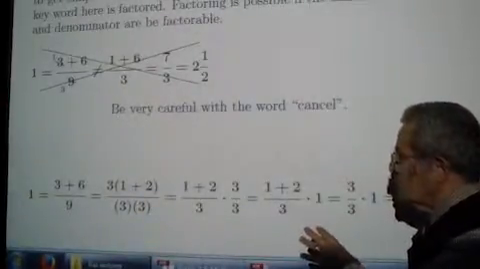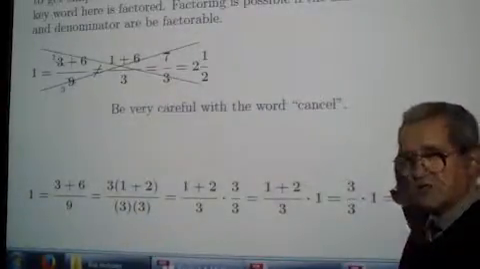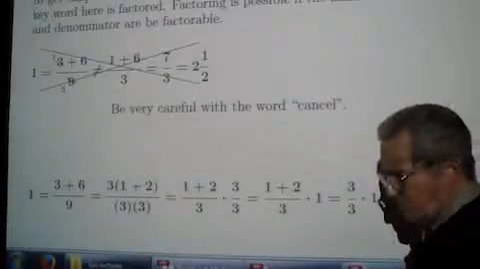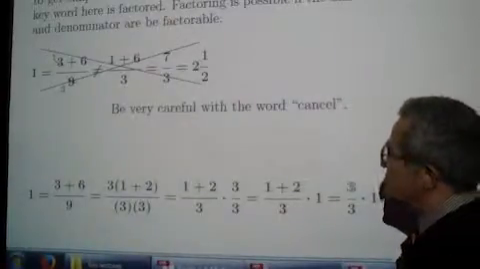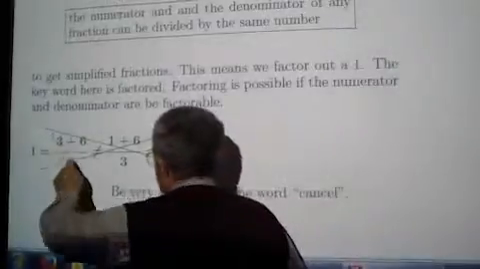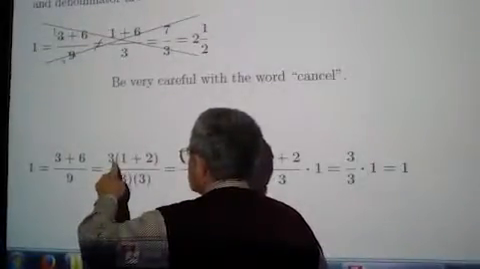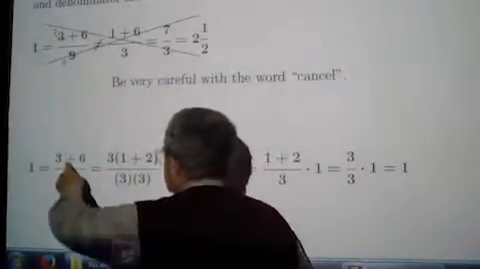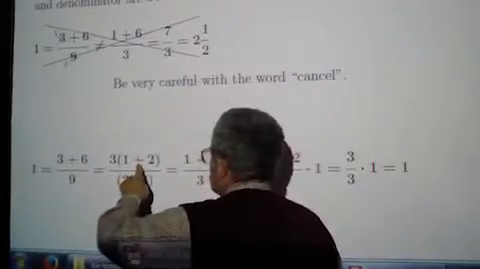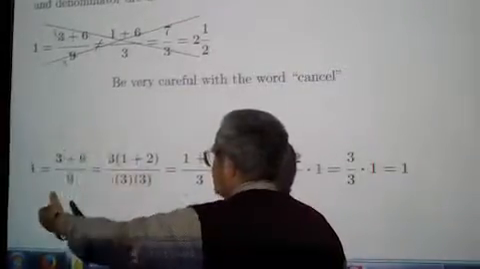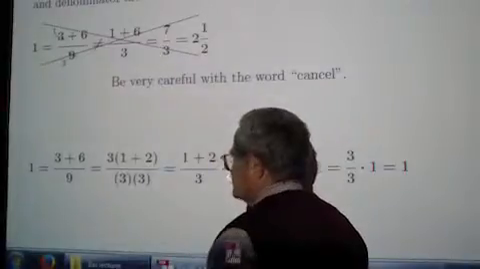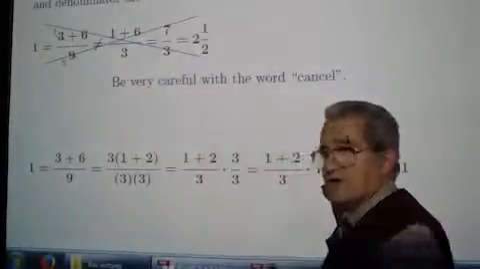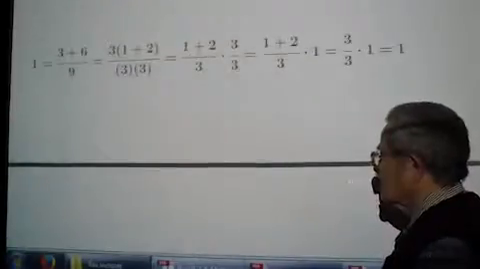Because all was multiplication, not addition or subtraction. This addition gets transformed into a multiplication by factoring out a 3, by using distributive property backwards. Okay.